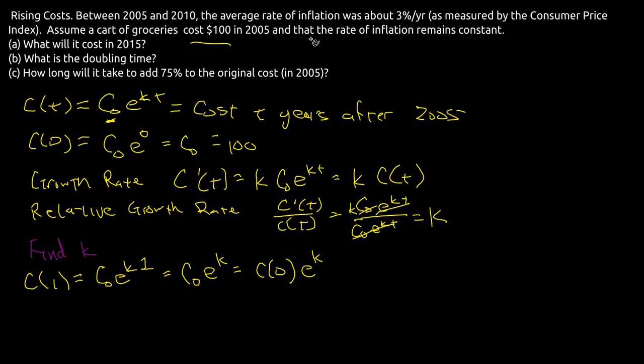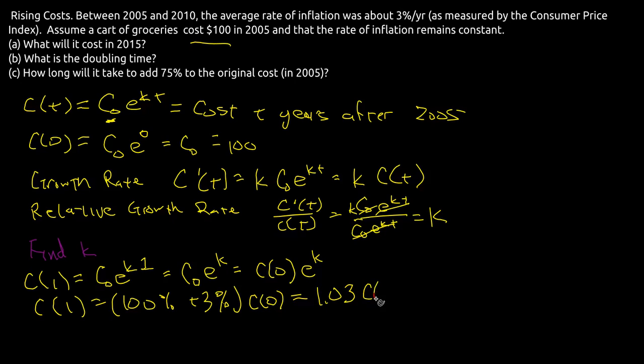Now, what about this inflation rate of 3% per year? Well, going from t equals 0 to t equals 1, the cost is going to increase by 3%. So on the other hand, c of 1 is 100% plus 3% multiplied by c of 0, the cost at the beginning of the year. And as a decimal, this is 1.03 c of 0.